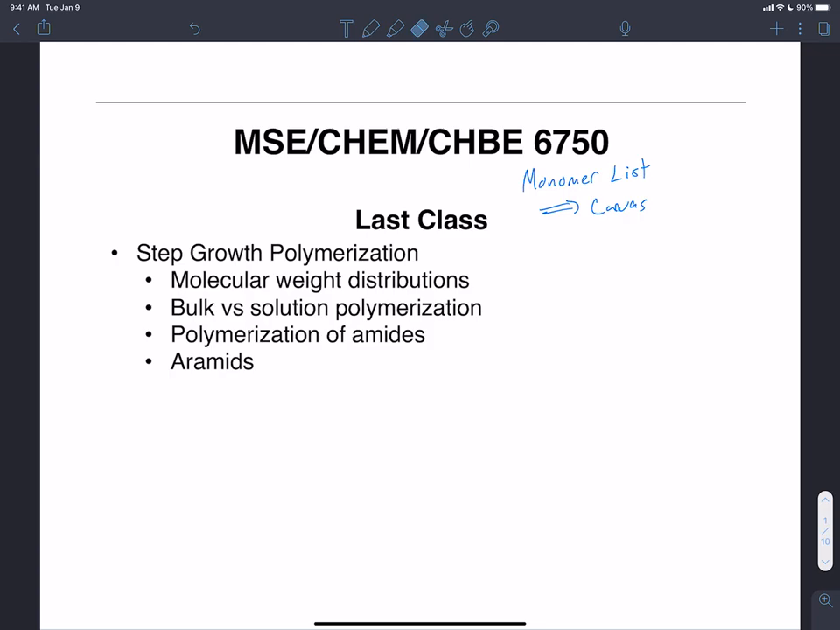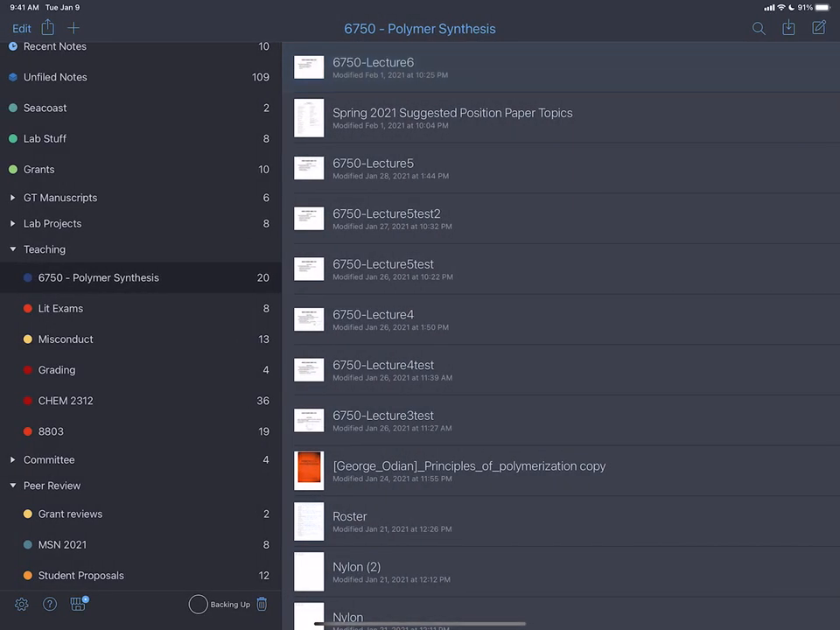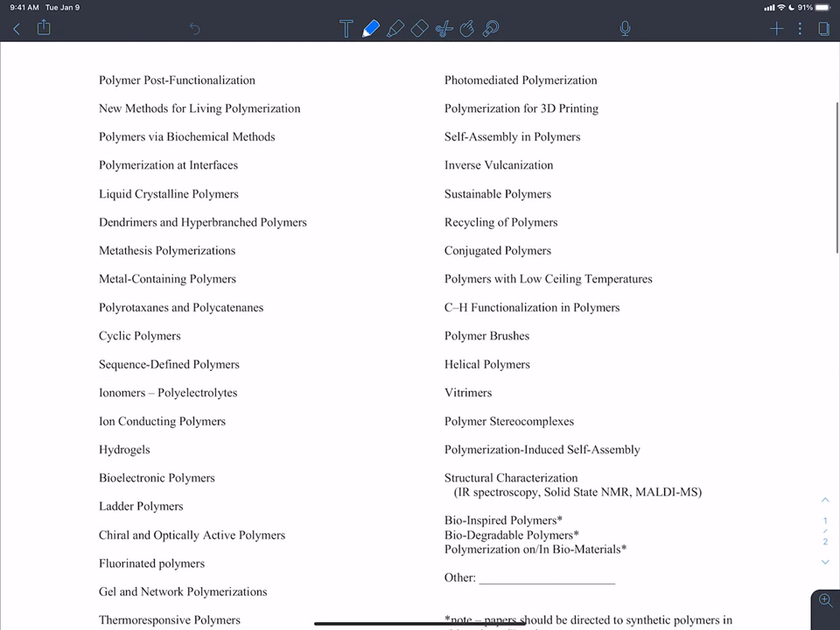Another thing that I have uploaded as well is a list of topics for the special topic paper. These are suggested topics. They are not ones that you have to choose from. I will show you the list that is there. These are a variety of different areas of polymer chemistry that I personally think are interesting or would like to read about. So I would encourage you to look through this list, see if anything jumps out at you. If something looks like a weird name, perhaps, Google it, see if it's something you'd like to learn more about.